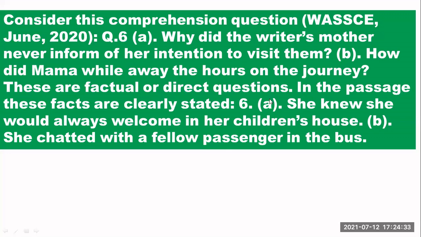Now, just as we used the context clue, we looked at the keywords from the question, and then we spotted the context clue in the passage, and then we identified the specific answer. And the answer is that she knew she would always be welcome in her children's house. She knew that none of her children would refuse to welcome her in their house. So she never cared to tell them she was going to visit them. Okay, question B, she chatted with a fellow passenger. That was how she whiled away the time.